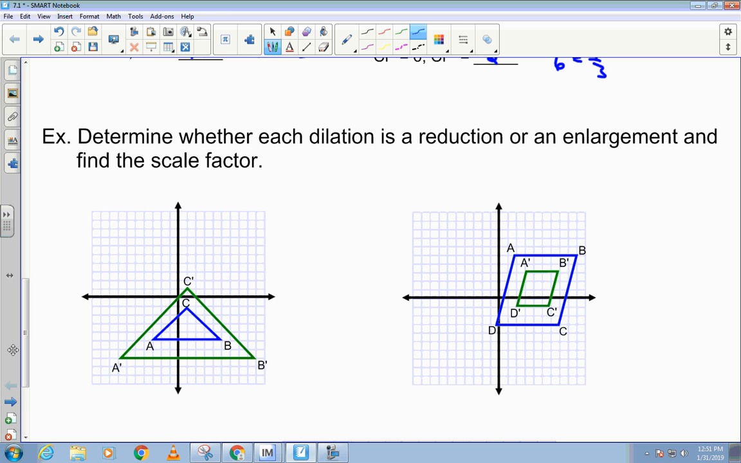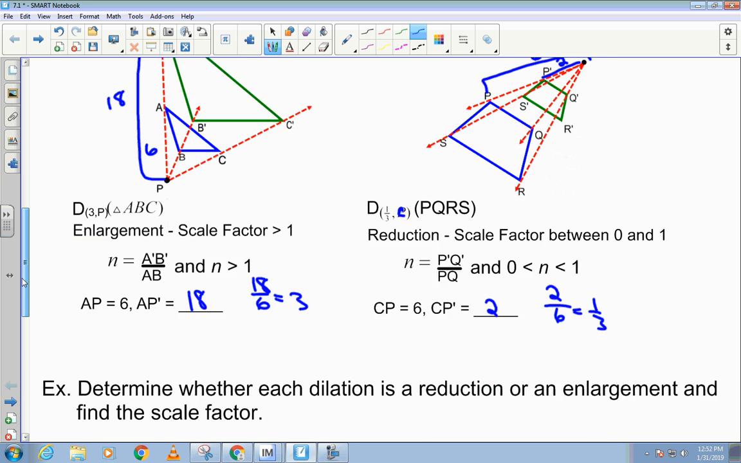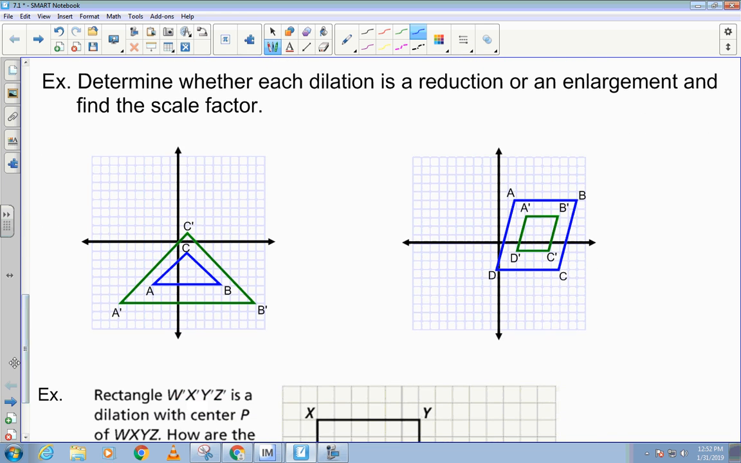Okay, determine whether each dilation is a reduction or an enlargement and find the scale factor. Now, up here, to figure out the scale factor, or when we worked with it, we went from the center of dilation to each one of the points. You can also use the length of the sides. So my blue is my ABC, and my green is my A prime, B prime, C prime. Is this going to be a reduction or an enlargement? Okay, it is an enlargement. So what does that tell me about the scale factor? It's going to be more than 1.